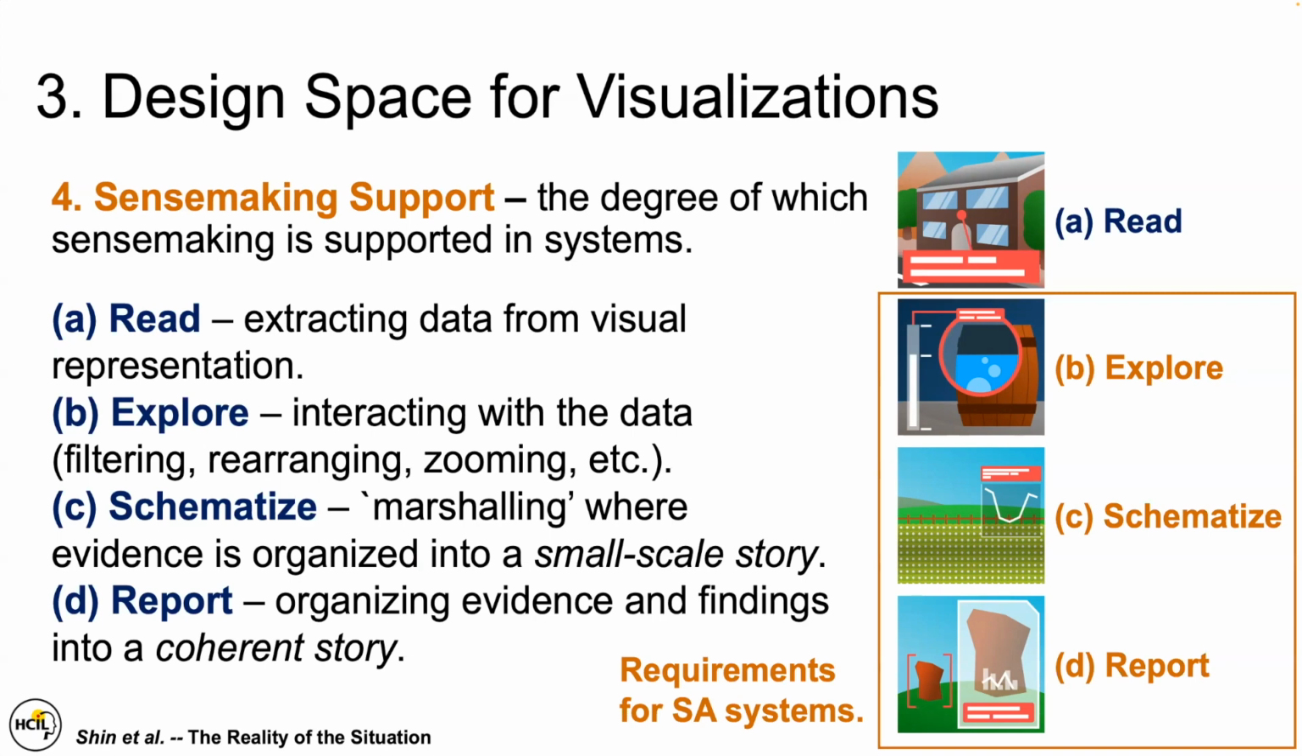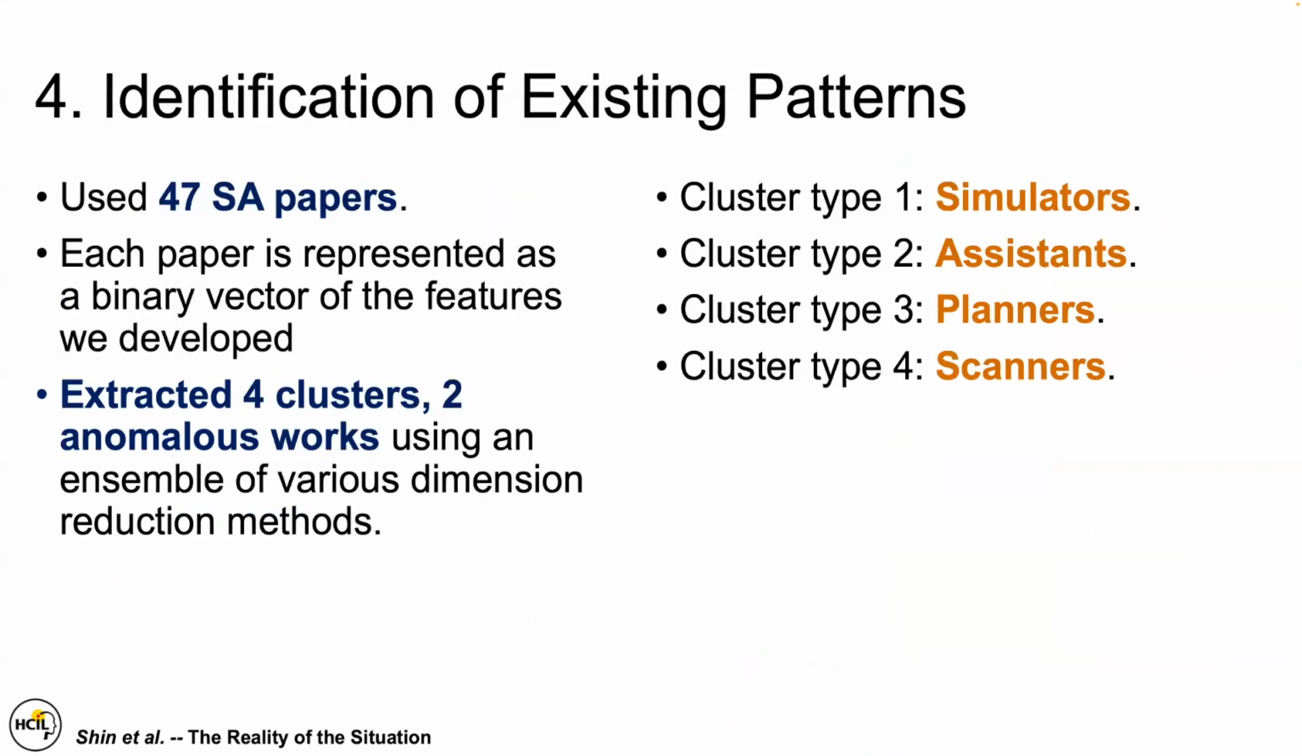Third is schematize. In a nutshell, schematizing is about marshaling where evidence is organized into a small-scale story. Finally, the last is report. Report is about organizing evidence and findings to create a coherent story. Based on these design spaces, we were able to obtain 47 situated analytics works and conducted analysis of them. Each situated analytics paper is represented as a binary vector of the features we developed.